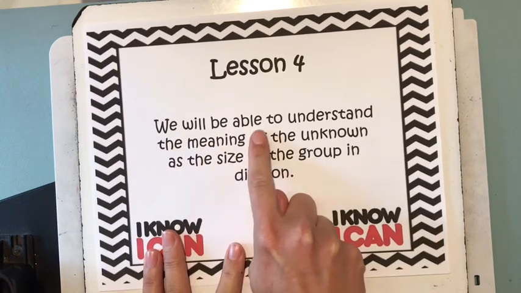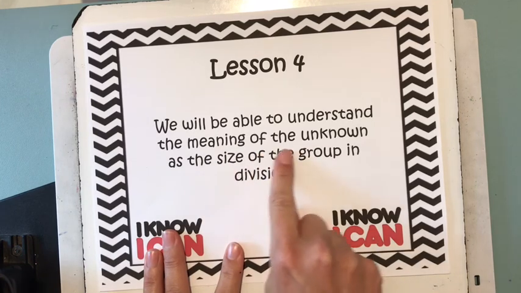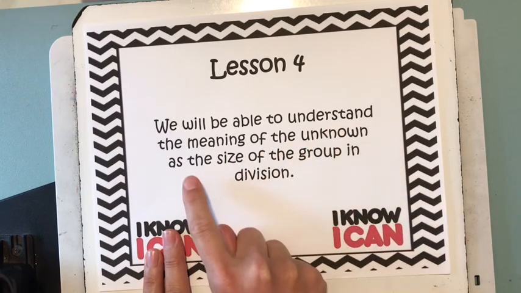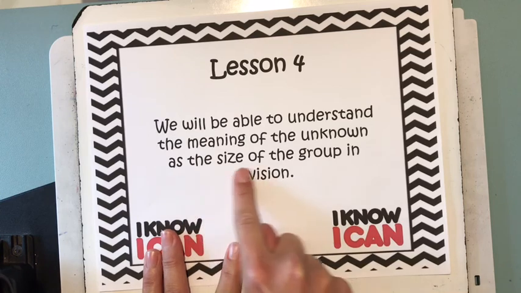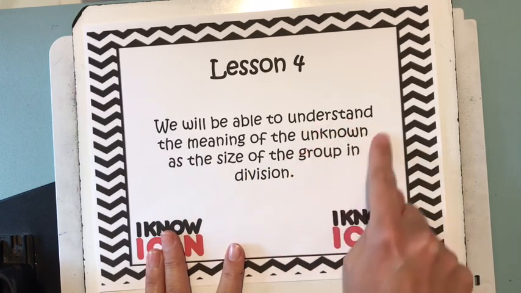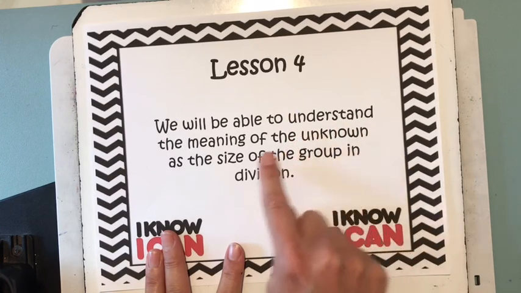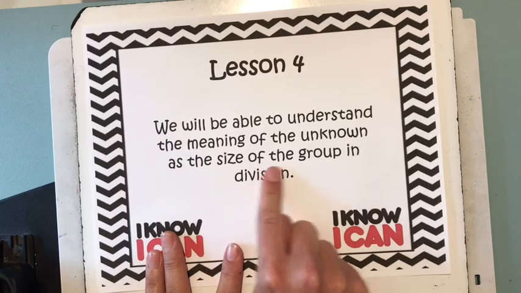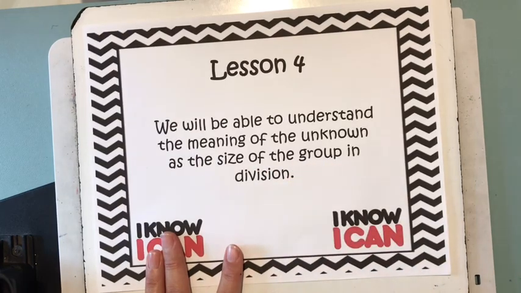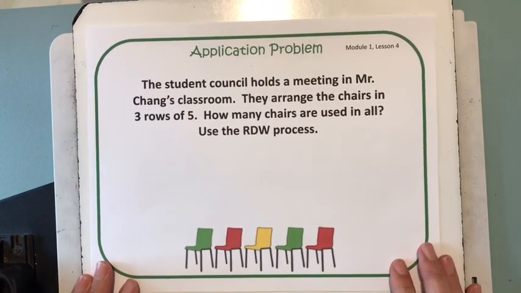We will be able to understand the meaning of the unknown, and the unknown here is the size of the group in division. So the unknown we are trying to figure out, that's what unknown means. What we're trying to figure out is what is the size of each group, okay? All right. But first, we're going to do our application problem.